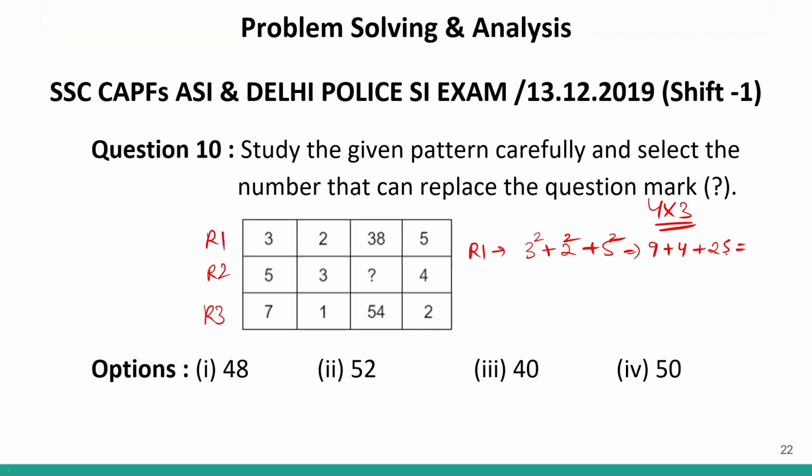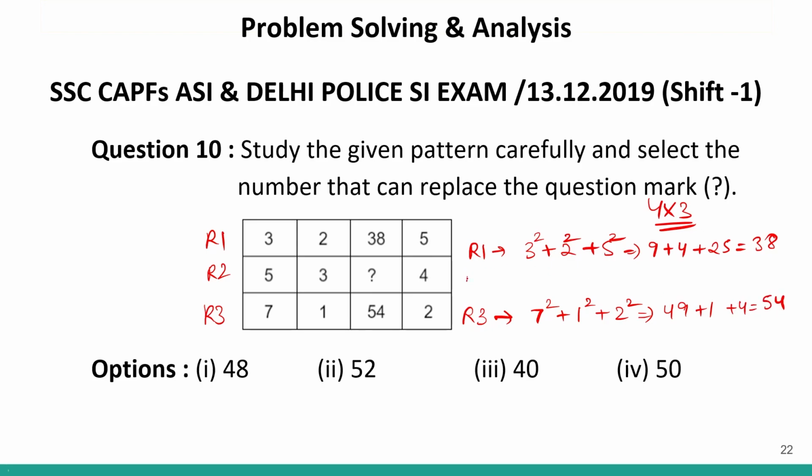This will be 13. So 25 plus 13 will be 38. So this is correct. Okay, let us see if row 3 follows the same logic. In row 3, we have 7 square plus 1 square plus 2 square. So 7 square is 49 plus 1, 50 plus 4, 54. So this also follows the same logic.